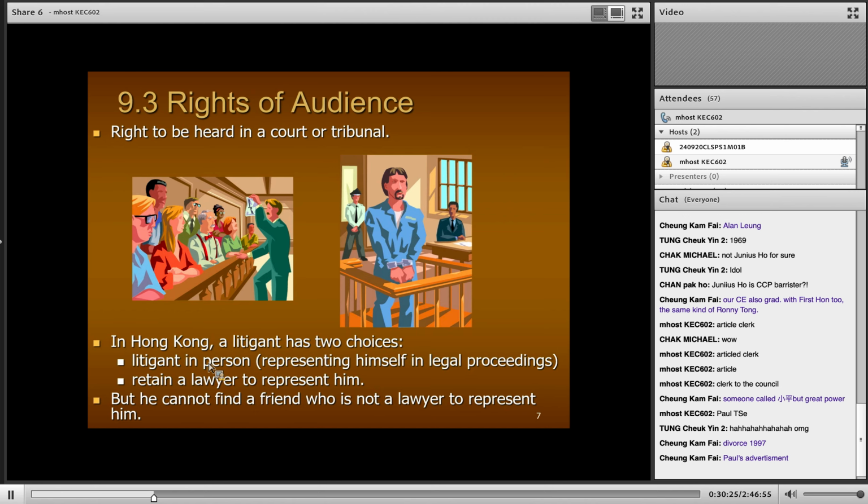So one time he also acted as a litigant in person. It does not mean that he did not have money. He was very wealthy. He had lots of money. He could afford to retain many lawyers. Okay? So when the newspaper interviewed him, they asked, Mr. Yang, why are you a litigant in person? Why don't you retain a lawyer to represent you? Mr. Yang said, I did not know.